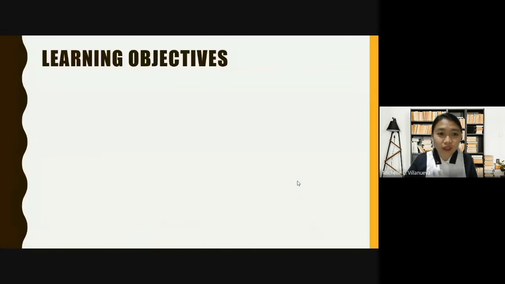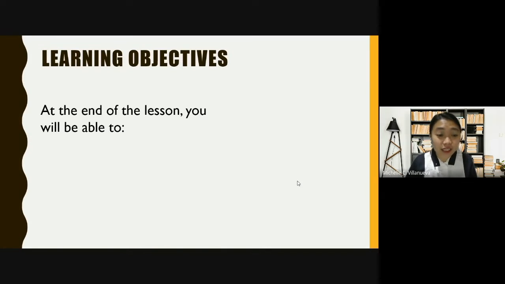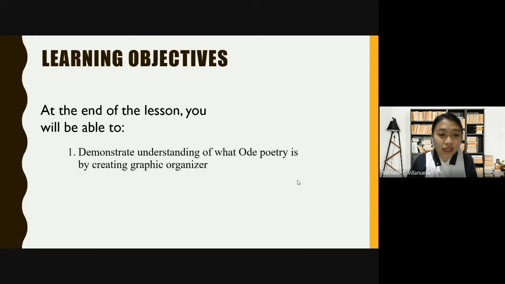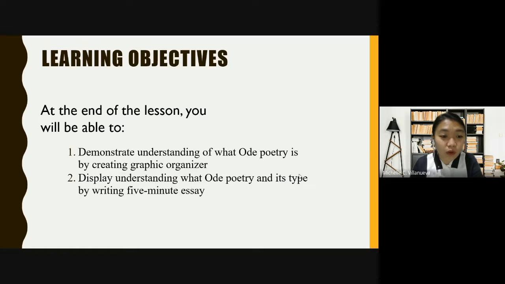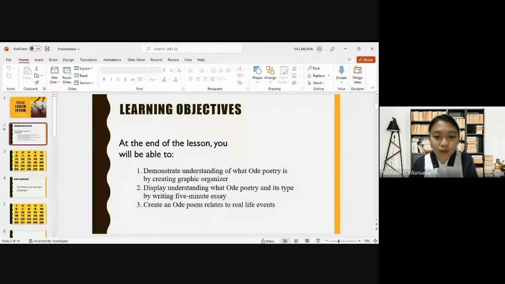So right now, I am going to discuss the objectives for today's lesson and what you will be expecting. First, the learning objectives. At the end of the lesson, you will be able to demonstrate an understanding of what ode poetry is by creating a graphic organizer, and then display understanding of ode poetry and its types by writing a 5-minute essay. And lastly, you need to create an ode poem that relates to real life events. So that would be our objectives for today's lesson.